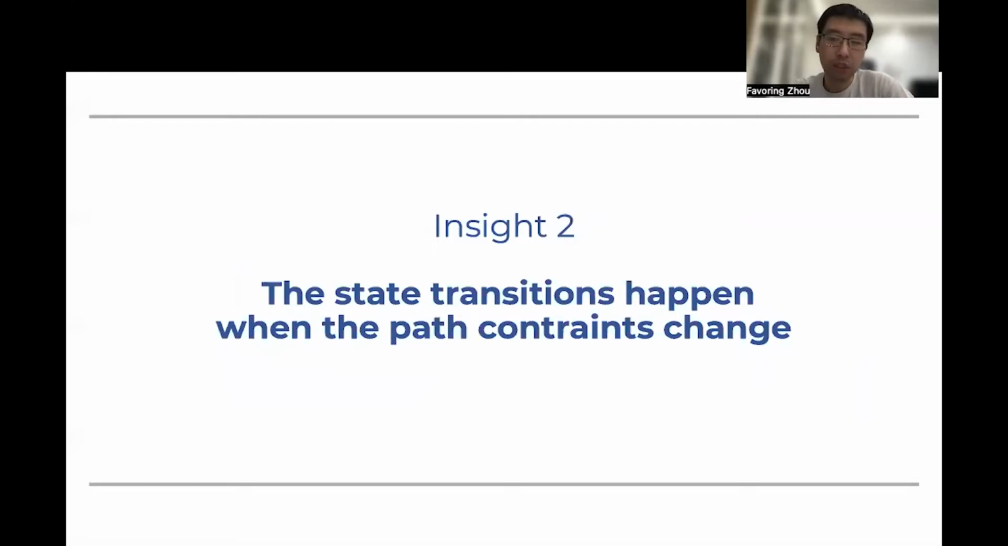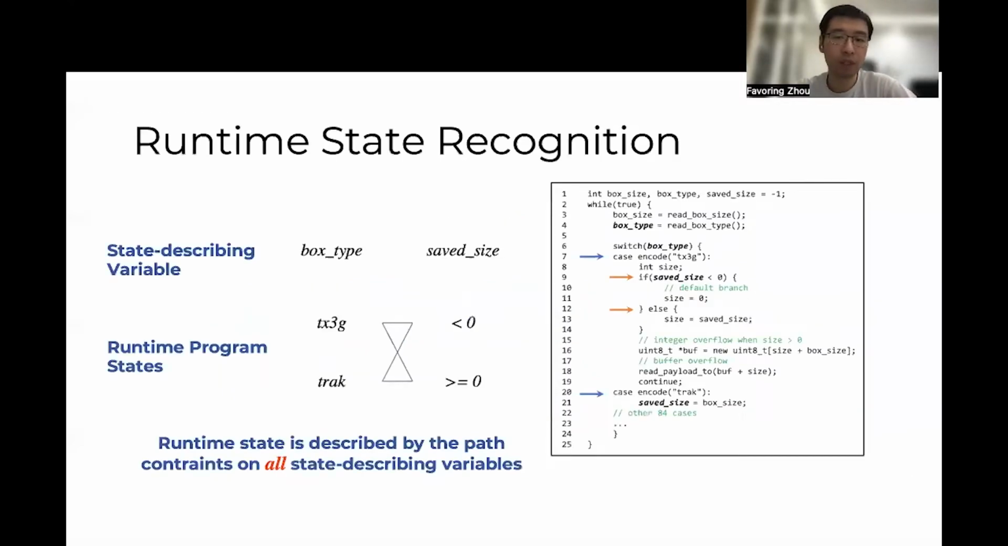To recognize the runtime state of the programs, our second insight here is that the state transition happens when the path constraints change. So the runtime state is described by the path constraints on all the state describing variables. For example, the two values of box type are determined by the two cases here, and the safe size is also similar. So we can catch the state changes by monitoring the constraints on the state describing variables.